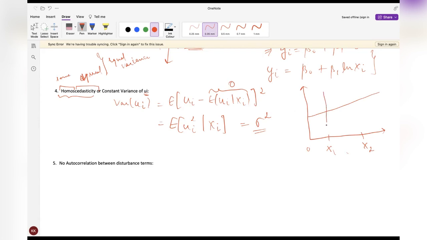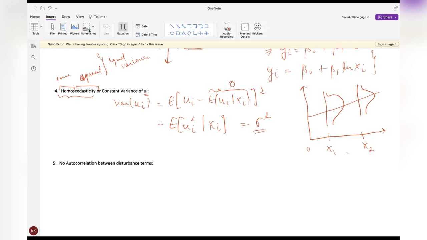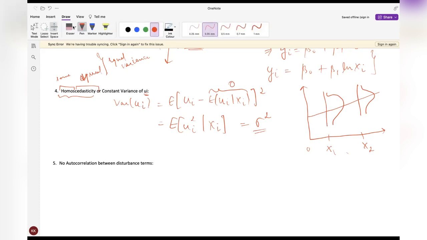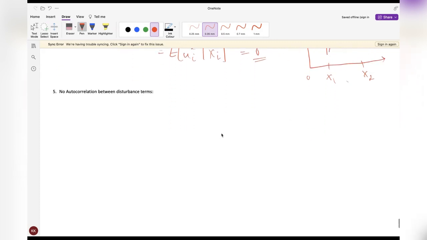so this spread around this X1, this spread will be same like this, right? So the spread, no matter what the value of X is, will remain the same around their conditional mean. So that is what this assumption of homoscedasticity means, right? Fine. So this was the assumption of homoscedasticity.